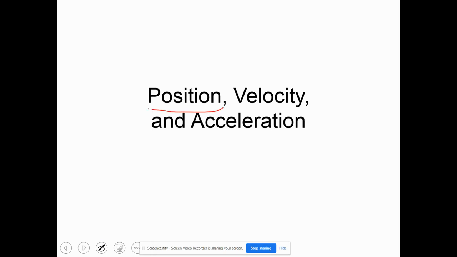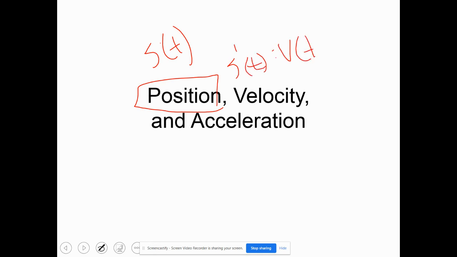If you have a position function, usually given by s of t, that's the most common one, it has a derivative. And rather than calling it s prime of t, we just call it v of t. Because as it turns out, the derivative of position is velocity, how fast an object is moving. And the derivative of velocity, we don't call it v prime, even though that's what it is. We end up calling it a of t.